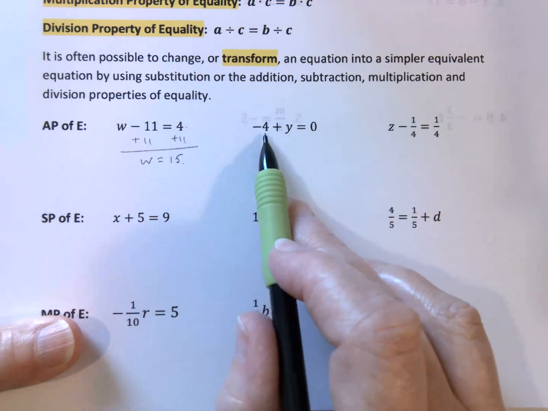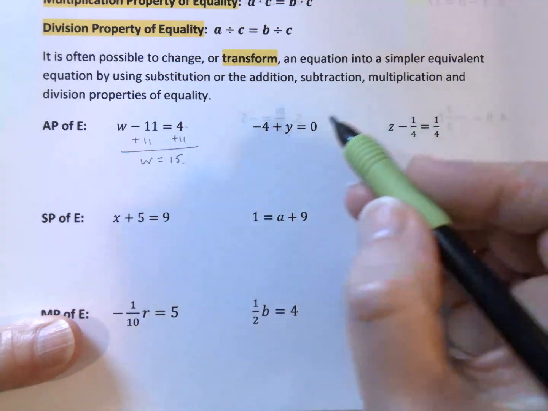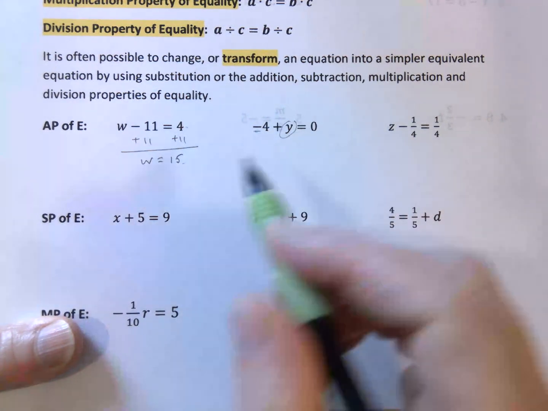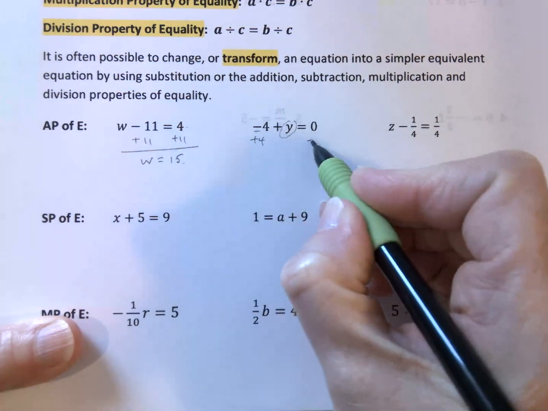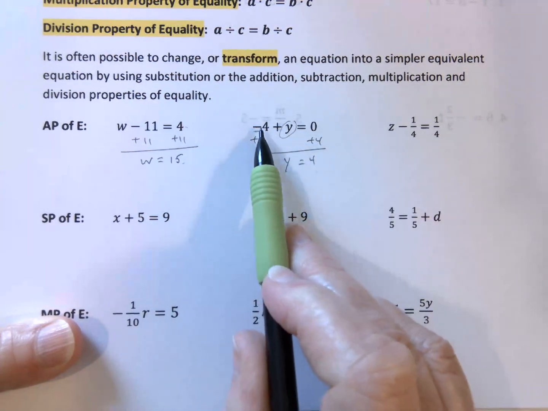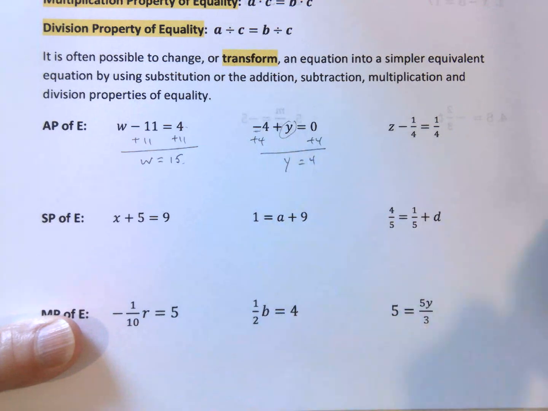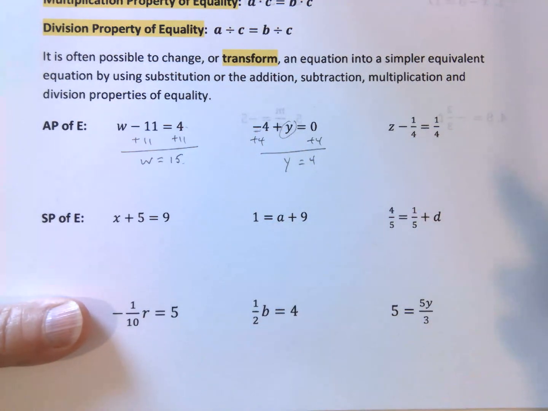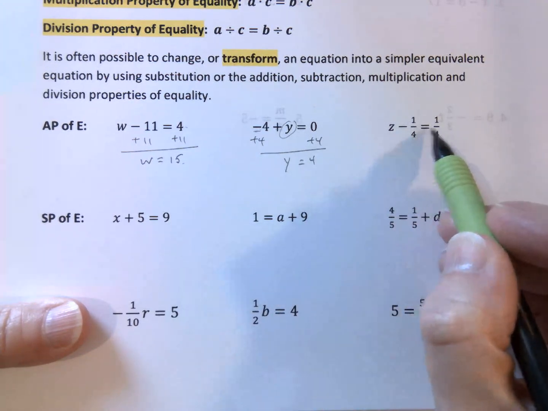Same with this one. I have negative 4 plus y equals 0. I want y by itself. I am currently subtracting 4. So I'm going to add 4 to both sides, and I get y is equal to 4. If I plug it back in, negative 4 plus 4 is equal to 0. Same with this one. Everybody freaks out when they see fractions. Fractions are just numbers. They have feelings too, so be nice. z minus 1/4 is equal to 1/4.